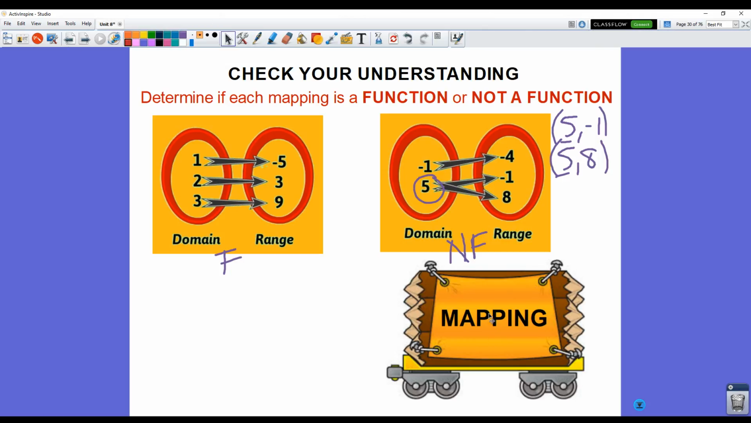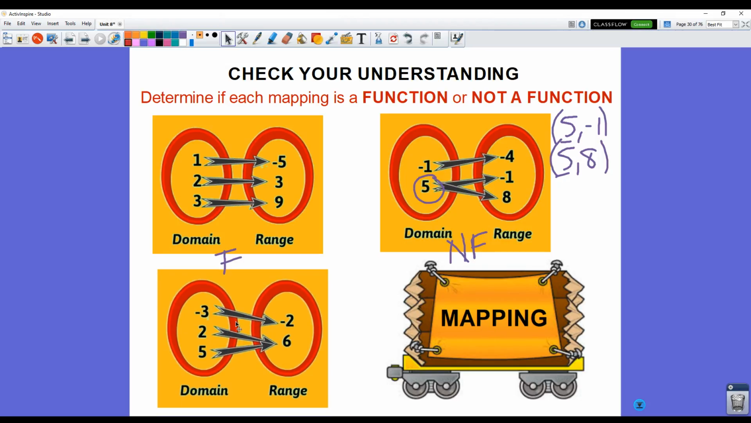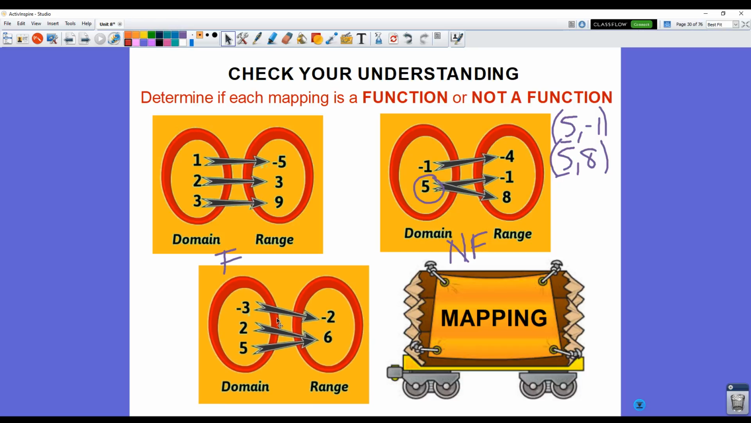Okay, so here's one last one. Go ahead and pause the video and determine whether you believe this to be a function or not a function. Okay, welcome back. Hopefully you found that this is, actually, a function. I was just trying to trick you. You can see I have -3 to -2, 2 to 6, and 5 to 6. My x values are the only ones that we care about, and not one of them repeats. So therefore, this is a function. Hopefully you got that right.